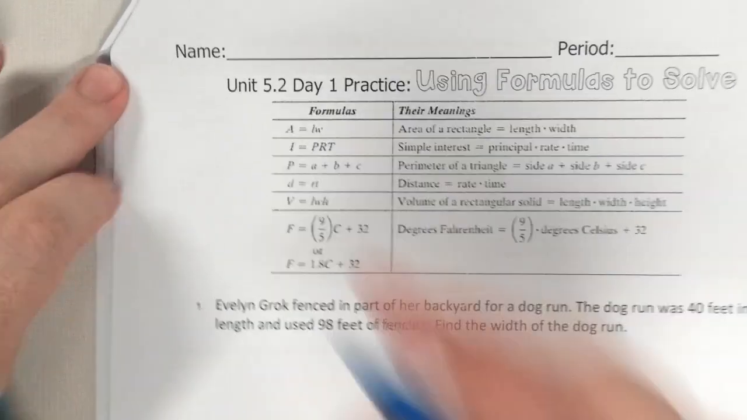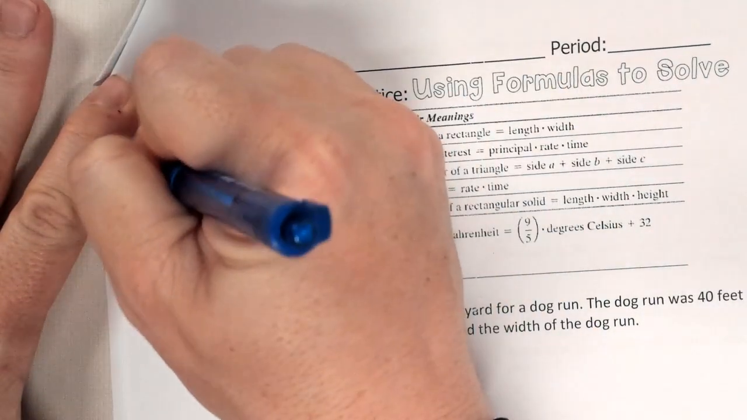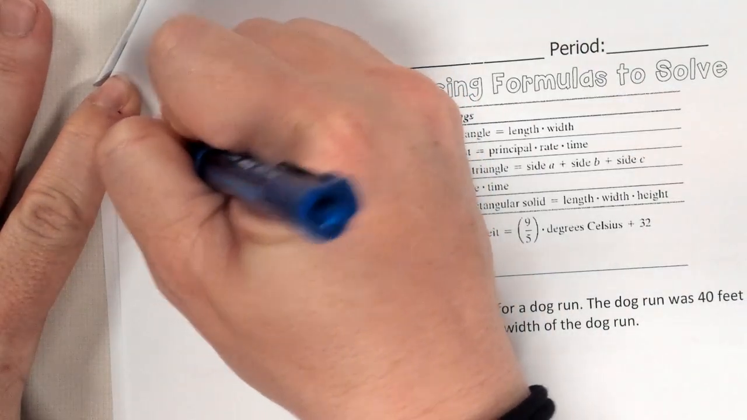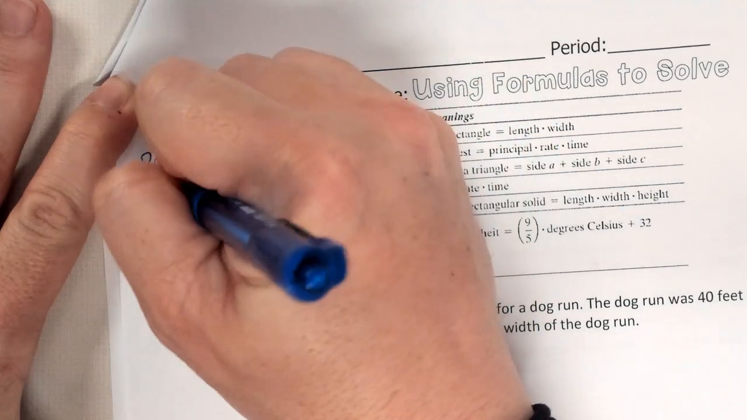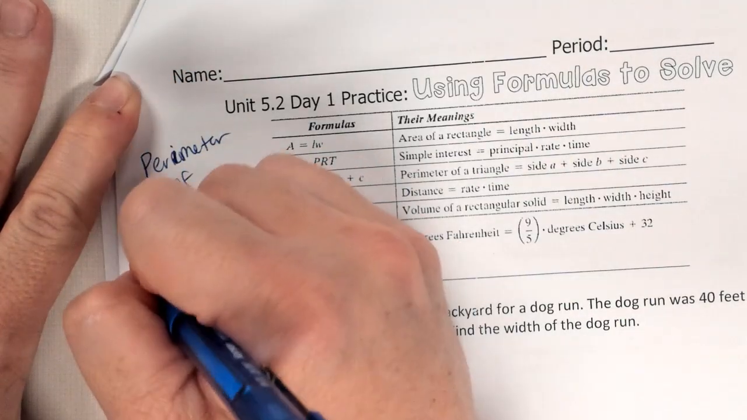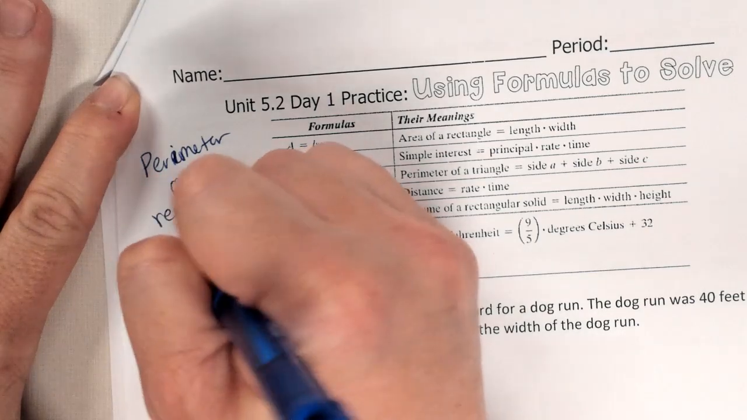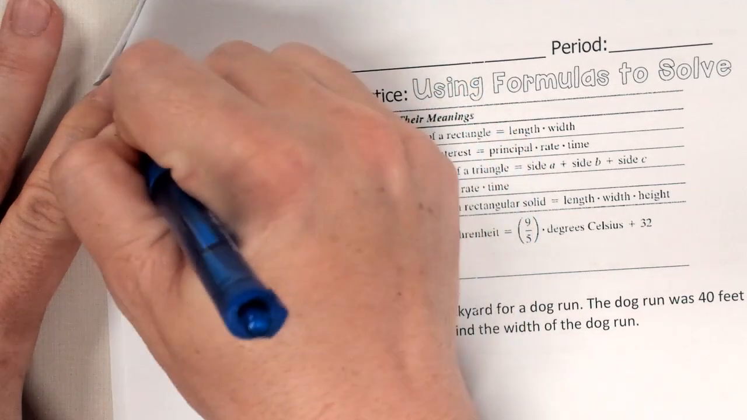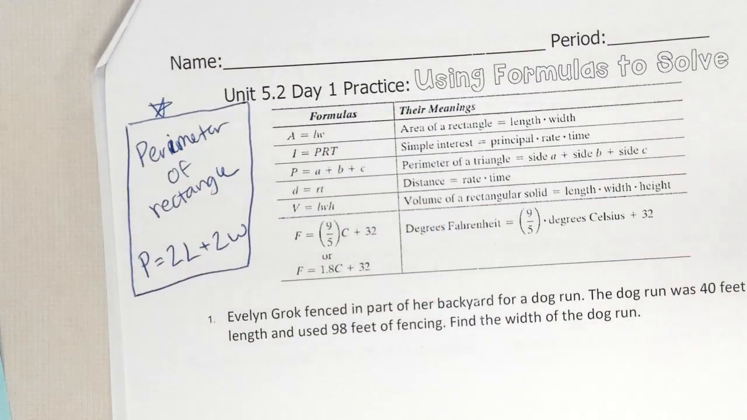Okay, so the big thing I want you to remember here is don't forget perimeter. Oh my goodness. This is why I don't teach English. Perimeter of a rectangle is P equals 2L plus 2W. You can use that. Please use that, because it's used on like 3 of them.